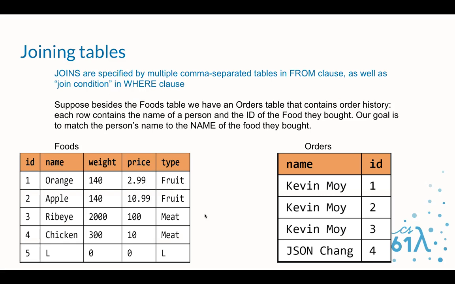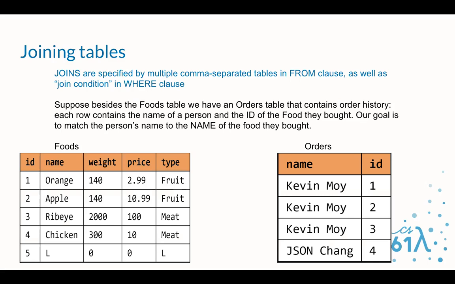Joining tables is where SQL gets a little tricky and you need to be really careful. Joins are specified by multiple comma separated tables in the from clause, as well as a join condition in the where clause. What this means is we're trying to join two tables together, and oftentimes we'll join them by a common column that they have.